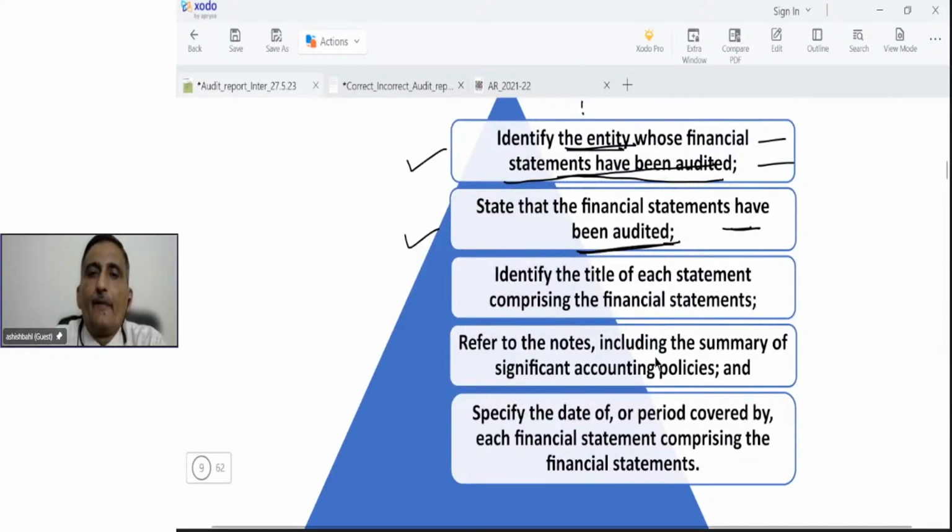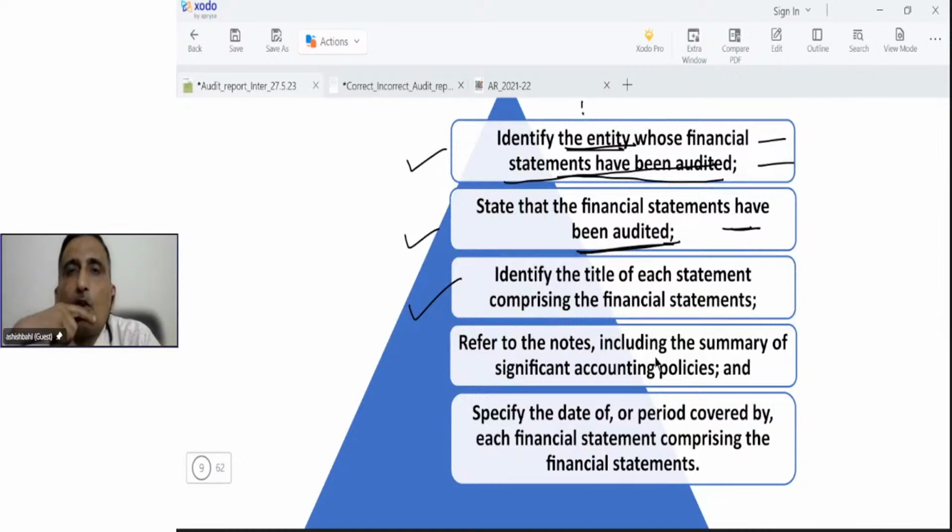Number 3, identify the title of each statement comprising the financial statements. What does this mean? Now, you have to separately state the title. Like balance sheet, you have to write separately statement of profit and loss, statement of cash flows. You have to identify these, that these are the financial statements which I have audited.